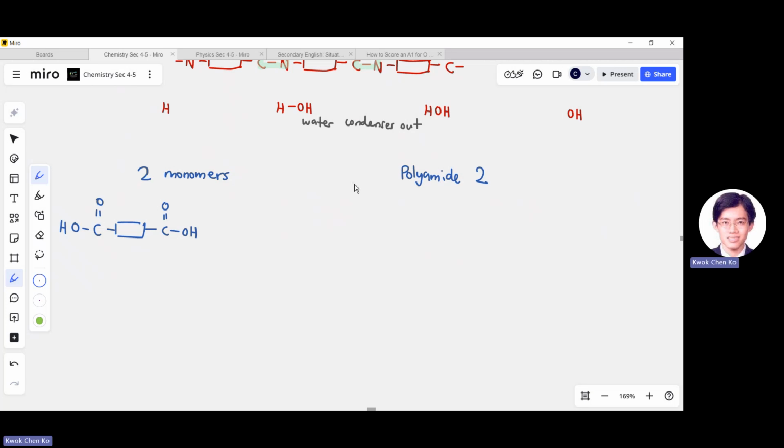Yeah, of course, it has 2 carboxyl groups, but together the molecule is called a carboxylic acid. So occasionally you see this name in your test and exam. It's dicarboxylic acid.